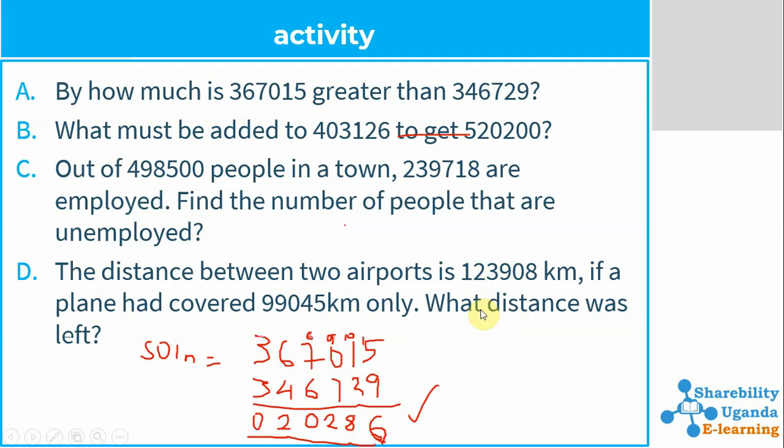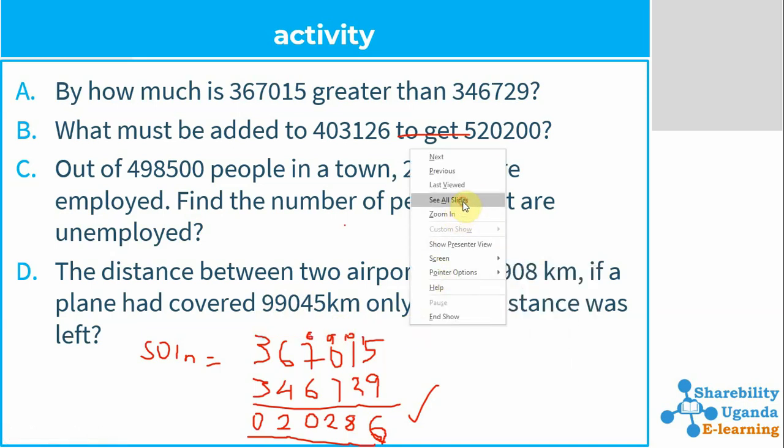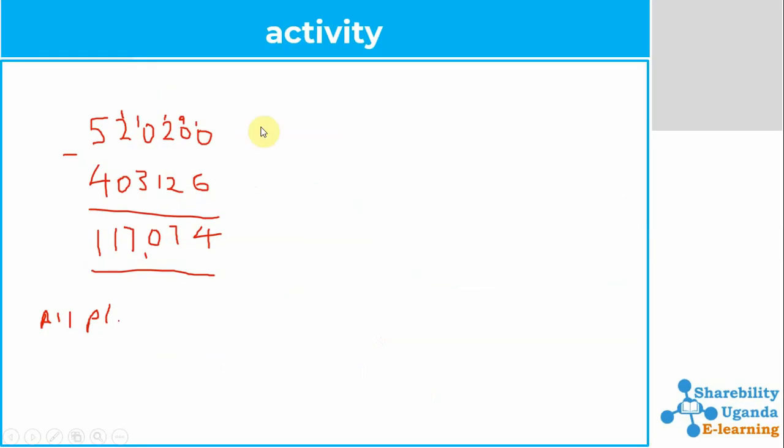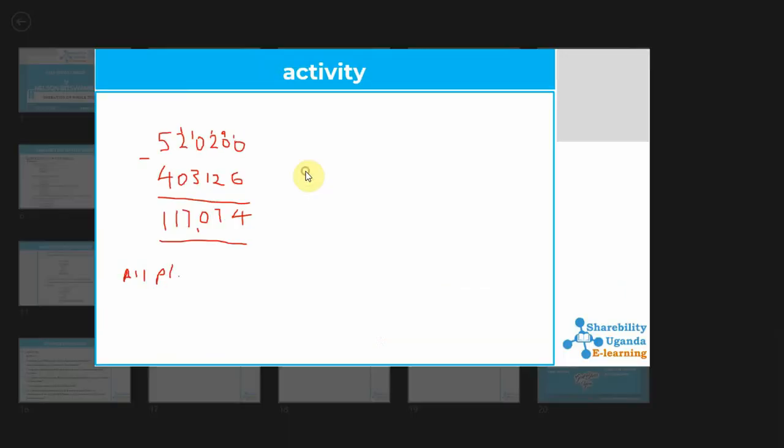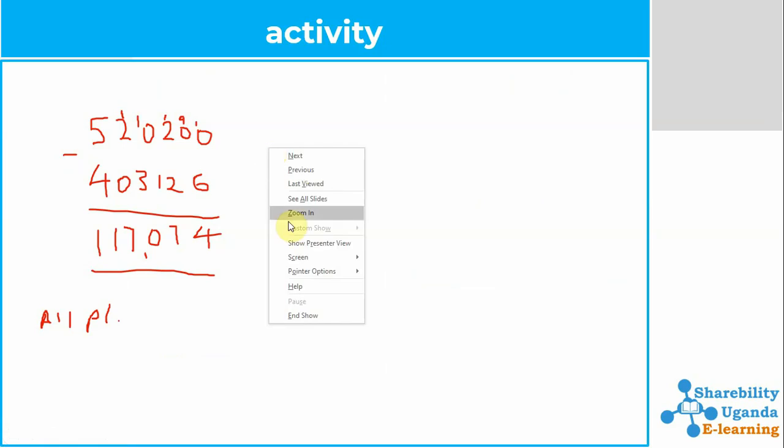So you see, this question also requires us to be subtracting. For us to get the distance which was left, we should know the distance that it was supposed to cover, and it had only covered this one. So we shall take the total distance that it was supposed to cover, and then minus the total distance that it had covered so far. So this also needs subtraction. Let's do our question from here.